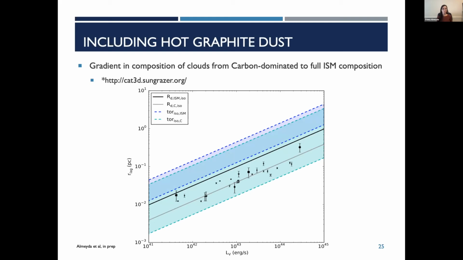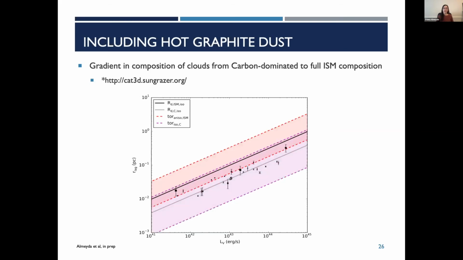So here I'm showing the same radius luminosity relationship I showed in the previous slide for only the isotropically illuminated models, with the ISM only dust clouds in blue and including a hot dust component in light blue. As you can see now, the models completely encompass the observed data without even having to invoke or include anisotropic emission or illumination. However, as we know, the dust is illuminated by an accretion disk.